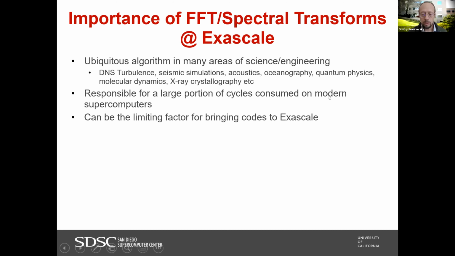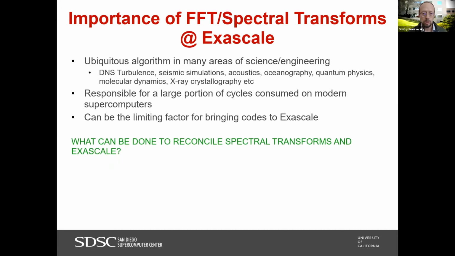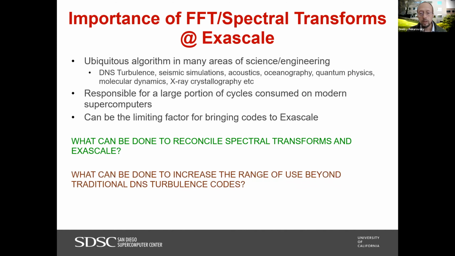So here are the motivating questions for this work. What can be done to reconcile spectral transforms and exascale? What can be done to increase the range of use beyond traditional DNS turbulence codes? And can performance and flexibility somehow be combined?